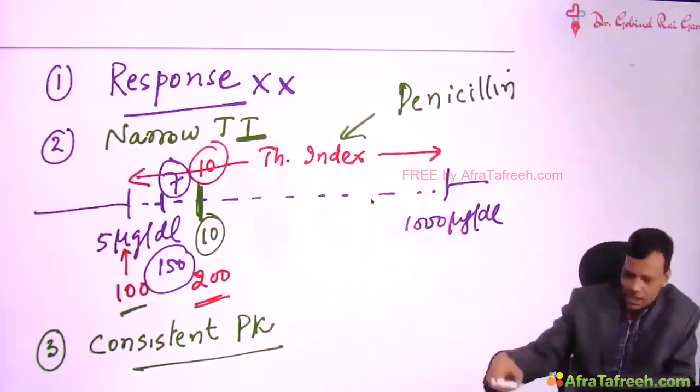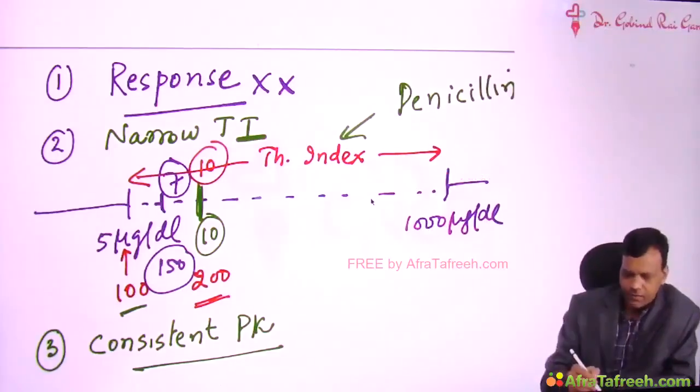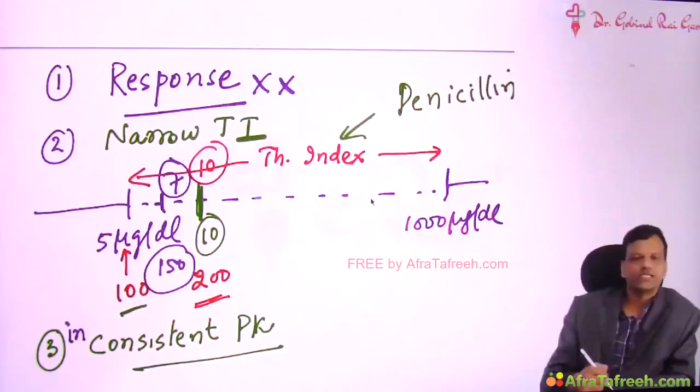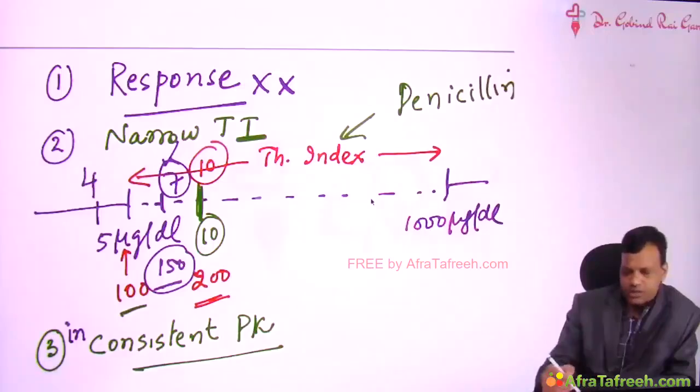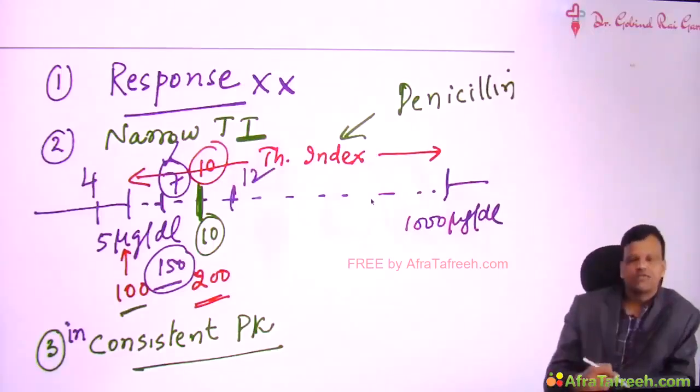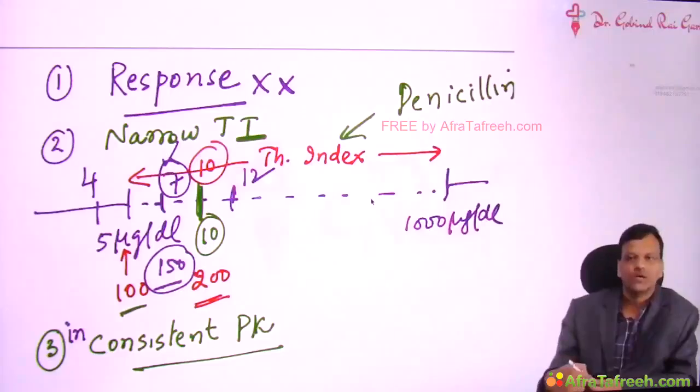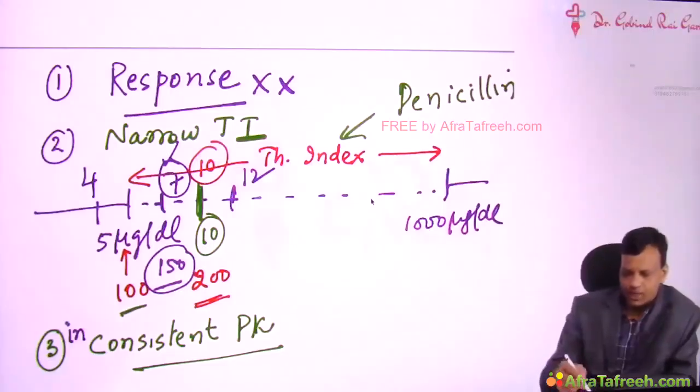But on the other hand, if a drug has inconsistent pharmacokinetics, that means on giving the same 150 milligram, in one person the plasma concentration is 7, in the second person it is 4, in the third person it is 12, then we cannot rely on 150 milligram. So we have to measure the concentration and accordingly adjust the dose. So for doing therapeutic drug monitoring, we should have all three criteria present. That means we should not be able to measure the response.